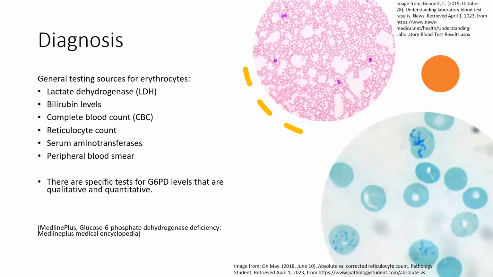How is G6PD deficiency diagnosed? First of all, there will be a check of the complete medical history and verification of family G6PD records. Doctors may test first for hemolytic anemia because the symptoms are very similar. The tests for erythrocytes will be lactate dehydrogenase, bilirubin levels, complete blood count, reticulocyte count, serum aminotransferases, and peripheral blood smear. There are also some specific tests for G6PD levels that are quantitative and qualitative.